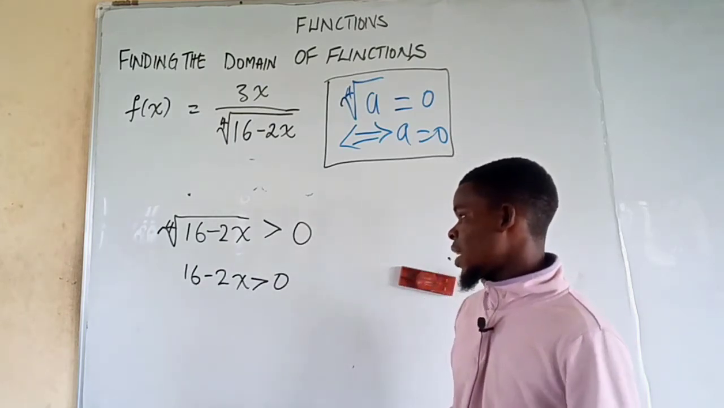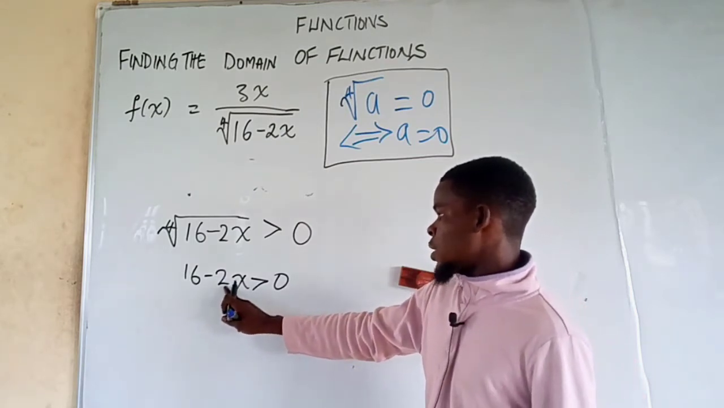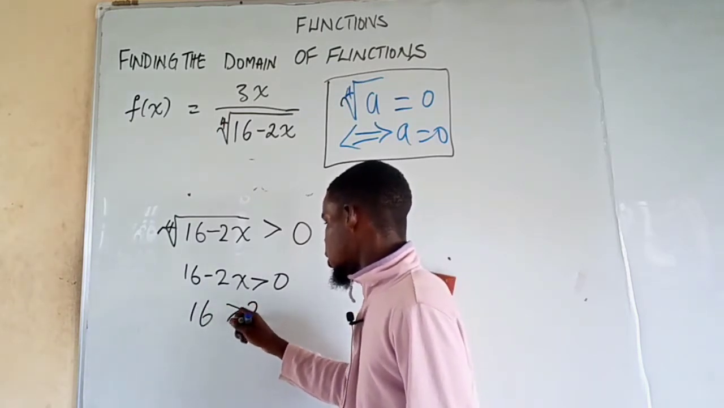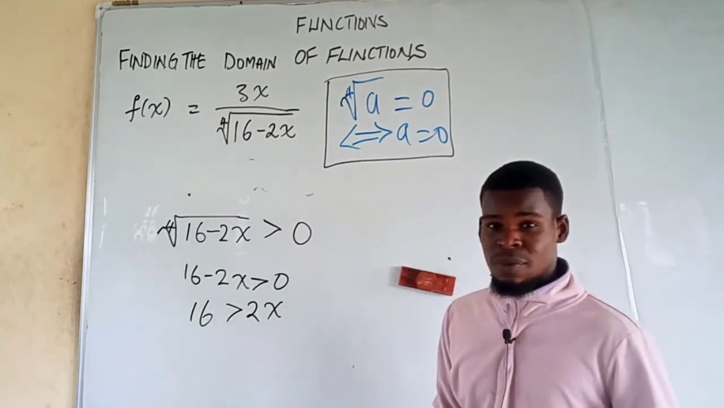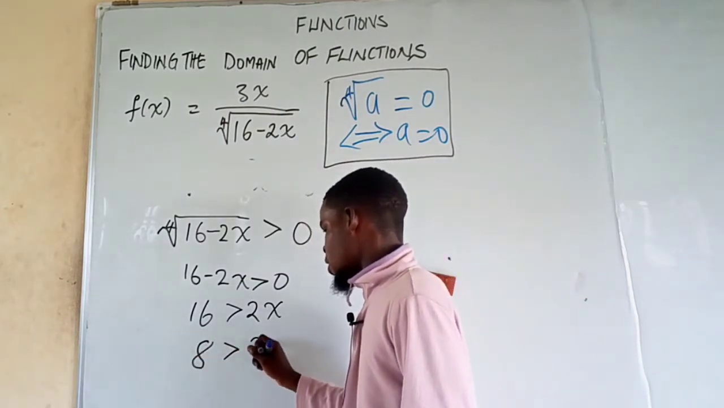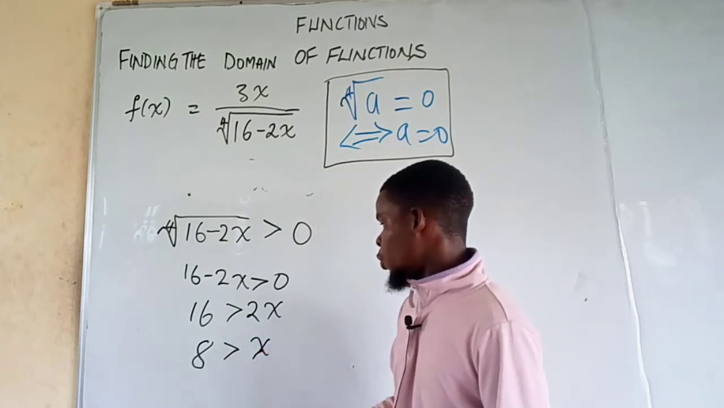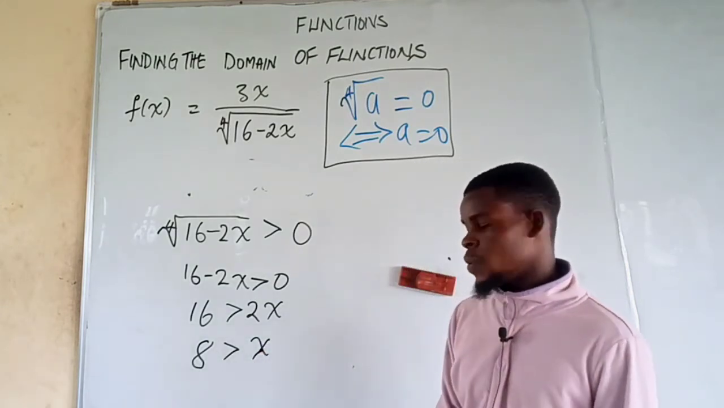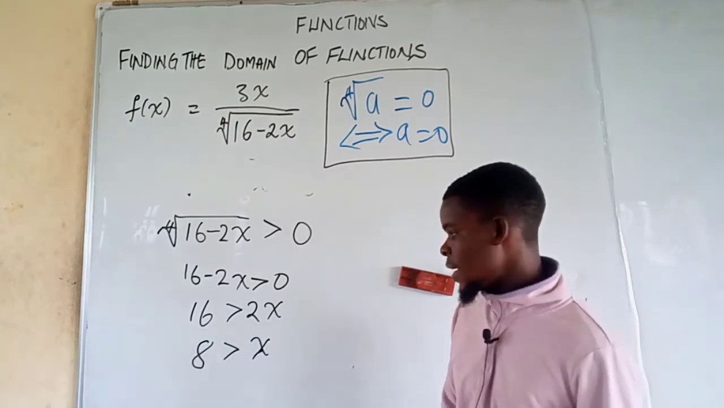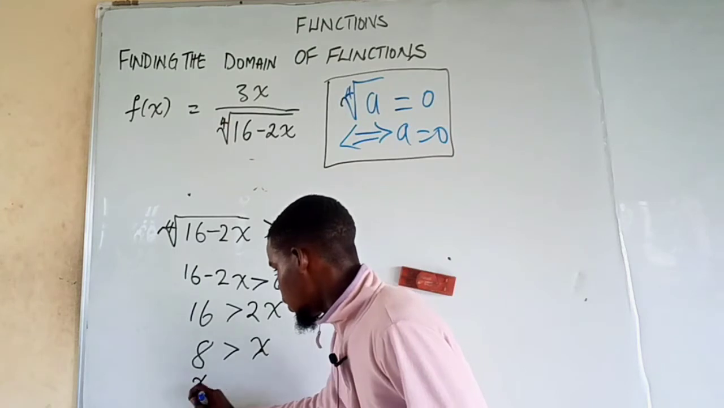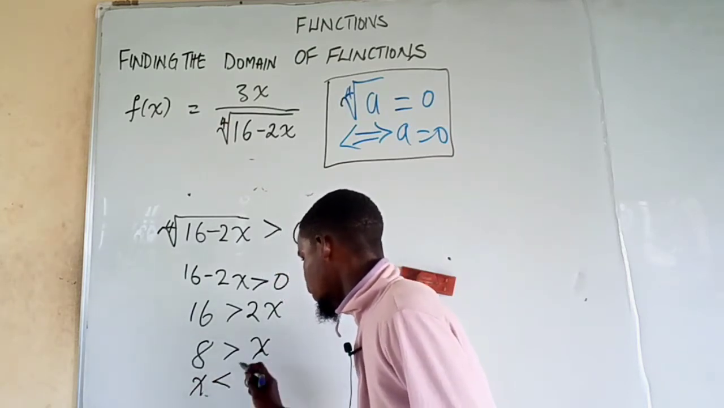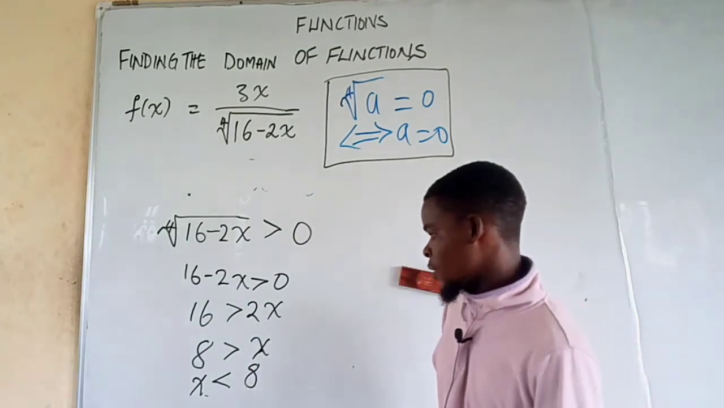From here, we can make x stand alone. I would move this negative 2x to the right hand side of the inequality. You're going to have 16 is bigger than 2x. And then we can divide both sides by 2. That means 8 is bigger than x. Dividing both sides by 2 will take care of the coefficient of x, which is just 2. Now, if 8 is bigger than x, it means that x is less than 8.